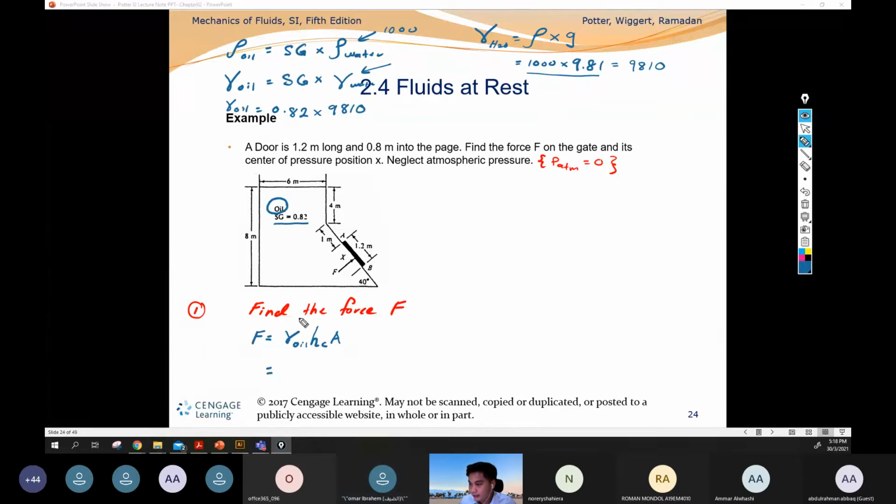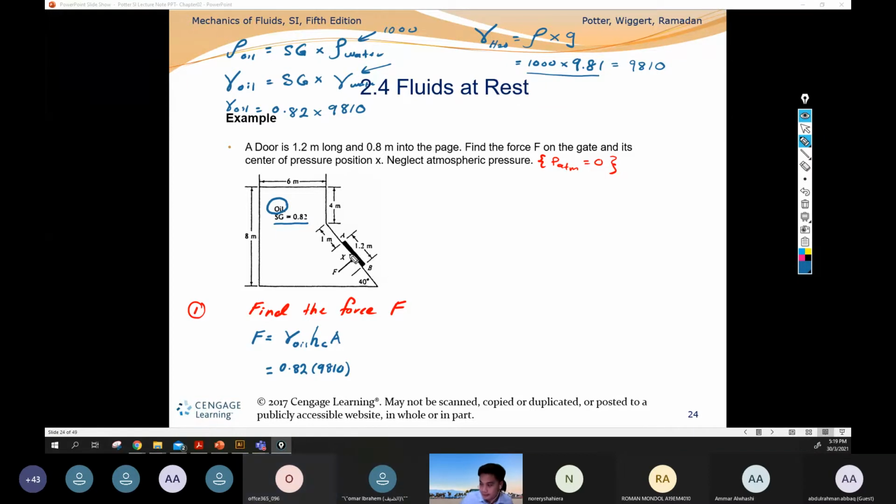So gamma of oil, can you solve this? 0.82 multiplied with 9810 multiplied with HC. How to get the HC? First, you need to consider where is the plane. The plane is the door, right? The door is the plane. Where is the door centroid? The centroid of the door? 0.6.